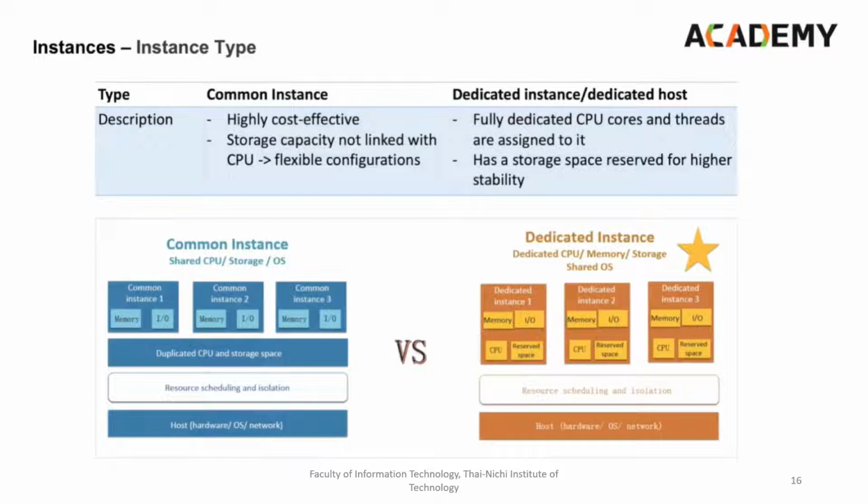That's about the common instances. But in the case of a dedicated instance, there is no sharing of CPU, but the remaining is all the same. The CPU is also dedicated. Each dedicated instance will have its own dedicated memory, dedicated input output, CPU, and its reserved space. So all these are made dedicated for the dedicated instance, whereas in common instance, we have the instances sharing the CPU.